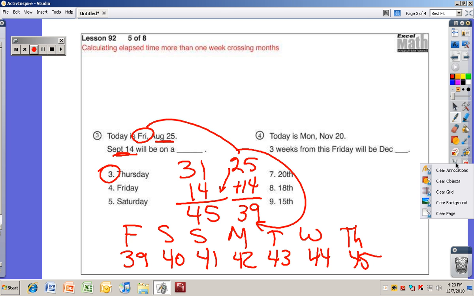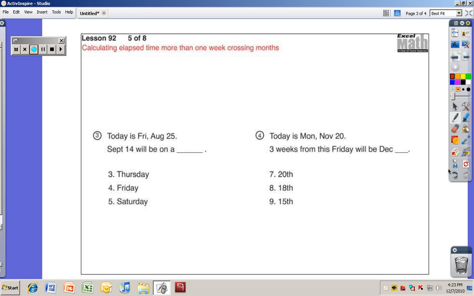All right, I'm going to get this out of the way. I'm kind of writing big just so you can see it. Hopefully your writing isn't that large. Today is Monday, November 20th. 3 weeks from this Friday will be. Okay, well, if you're starting on the 20th and it's a Monday, what you want to do is go to Friday first. So Tuesday's the 21st, Wednesday's the 22nd, Thursday the 23rd, and Friday is the 24th.